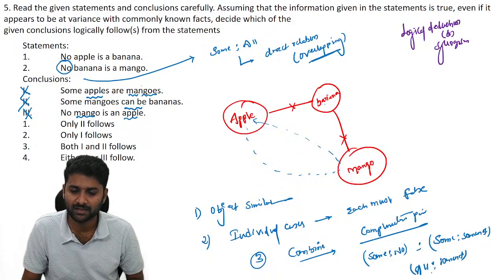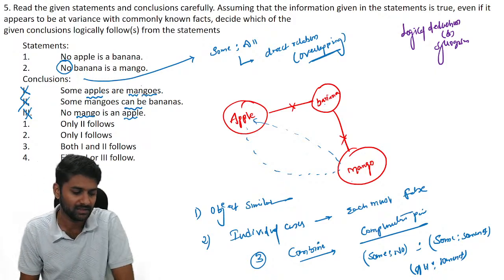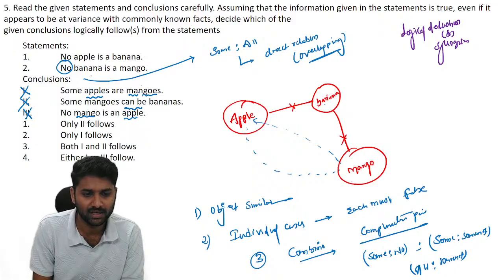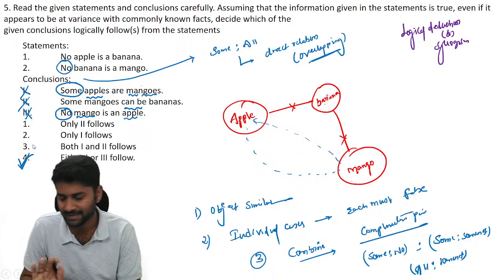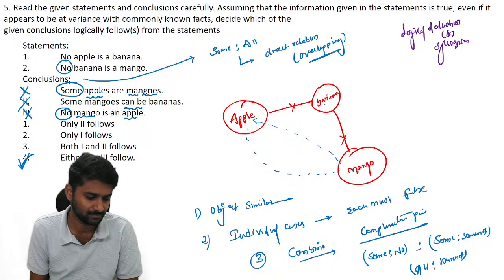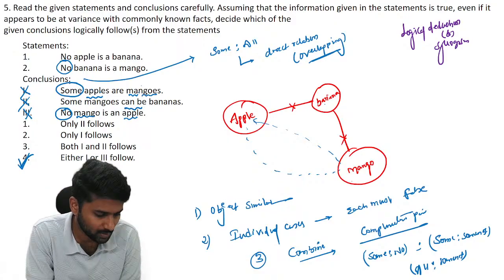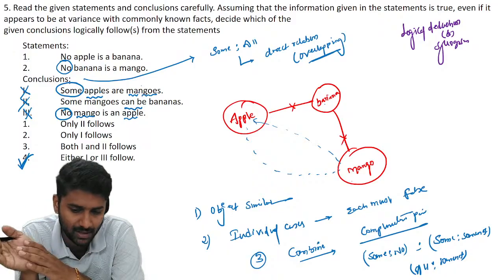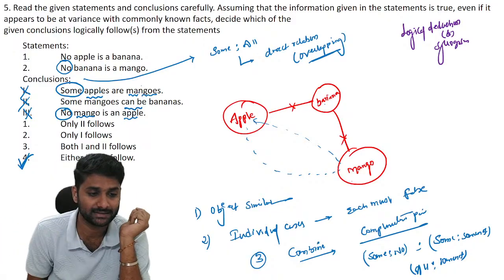If any two conclusions follow any of these complementary pairs, then you have to choose your answer as either or. See here, conclusion number one talks about some, conclusion number three talks about no. So definitely it follows: either one or three is the correct answer. And don't choose none follows. It's all about the complementary pair. Remember that there are three complementary pairs: one is some, no; second is some, some not; and third is all, some not.